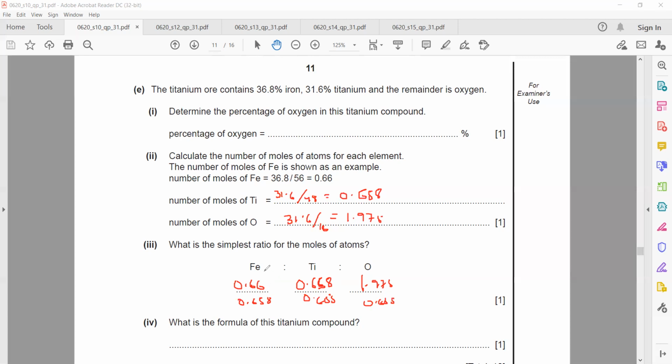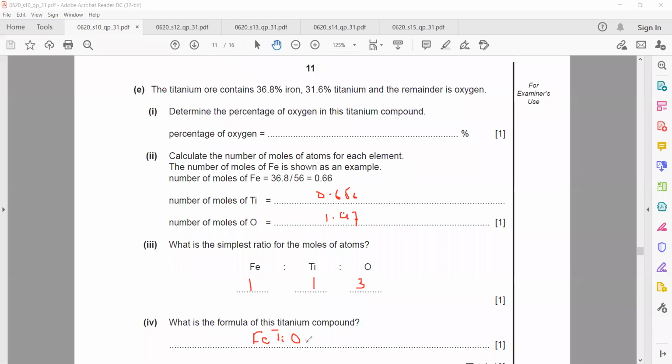What is the answer for iron? It is 1, titanium is 1, and oxygen is 3. So when we take the simplest ratio, it is 1, 1, and 3, and the formula is FeTiO3.